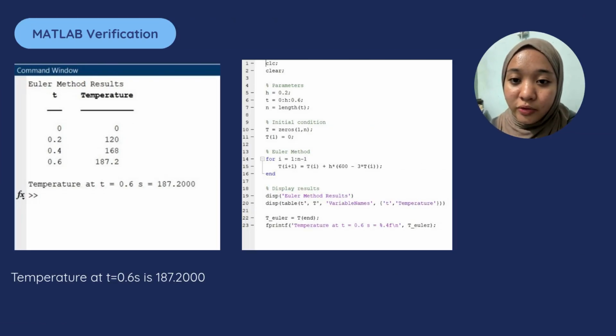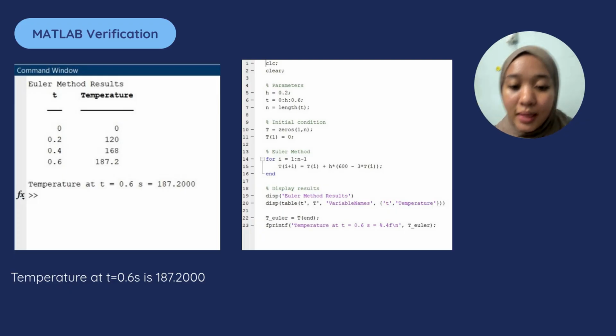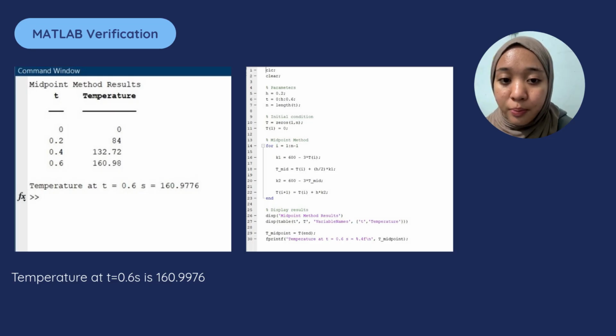Okay, next we move to the next slide, which is MATLAB verification. We have to use MATLAB to find the room temperature. As you can see here, the answer is 187.2000. Same goes to the midpoint method. The answer is still the same, which is 160.9976. So there's no difference between MATLAB and the manual calculation because the answer is the same.